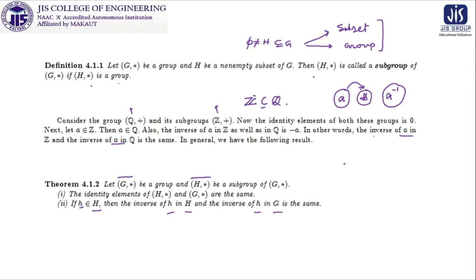You can take as an example the element 3 in Z. If you take the operation as plus, it will give you minus 3. And if you consider this 3 and plus in the context of (Q, +), then also it will be minus 3, because ultimately you are trying to find the inverse element of 3 with the operation of usual addition.